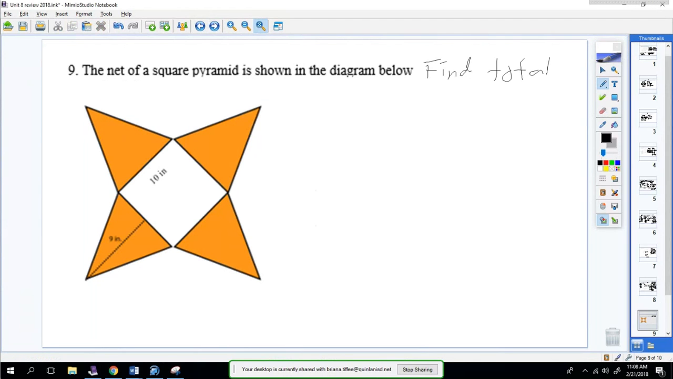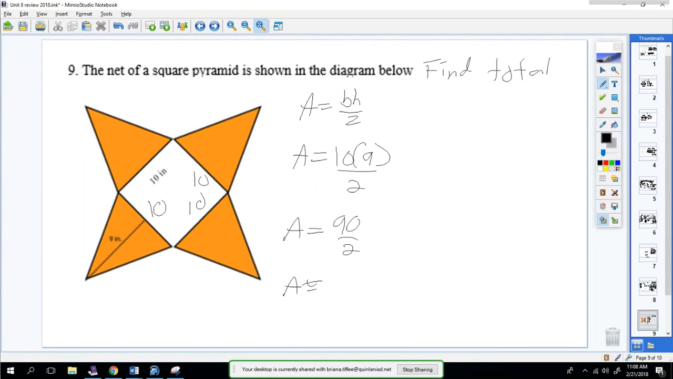So this is going to be a 10, 10, 10, and the height will be 9. The area formula for a triangle is base times height divided by 2. So the base is 10, the height's 9. 10 times 9 is 90, divided by 2 is 45. So this triangle is 45, this one's 45, 45, and 45.